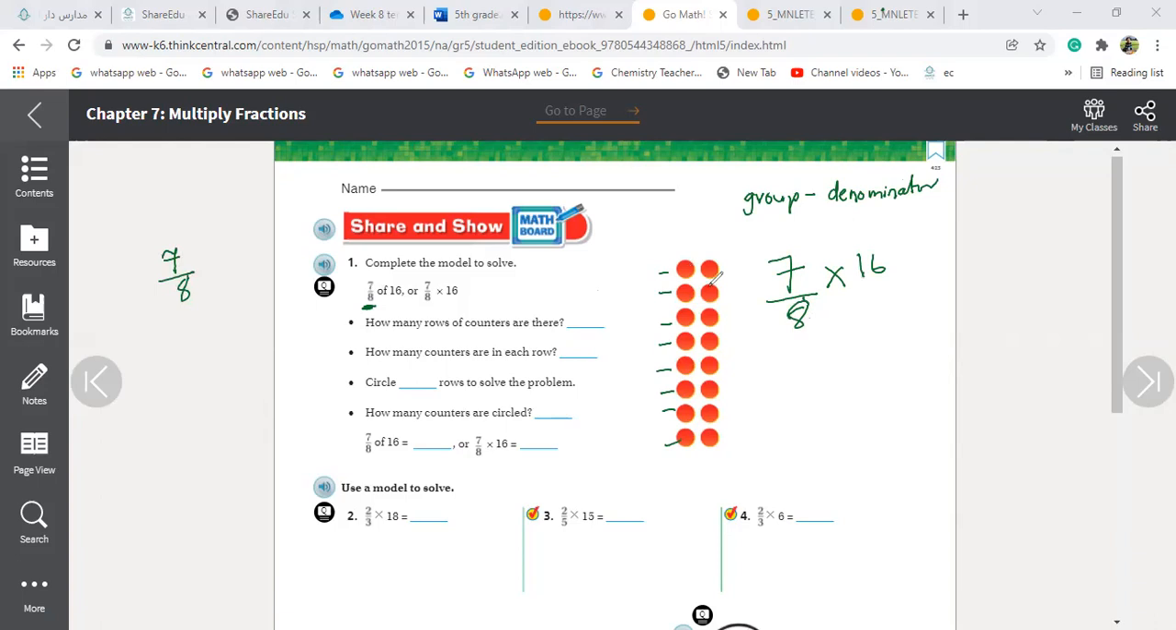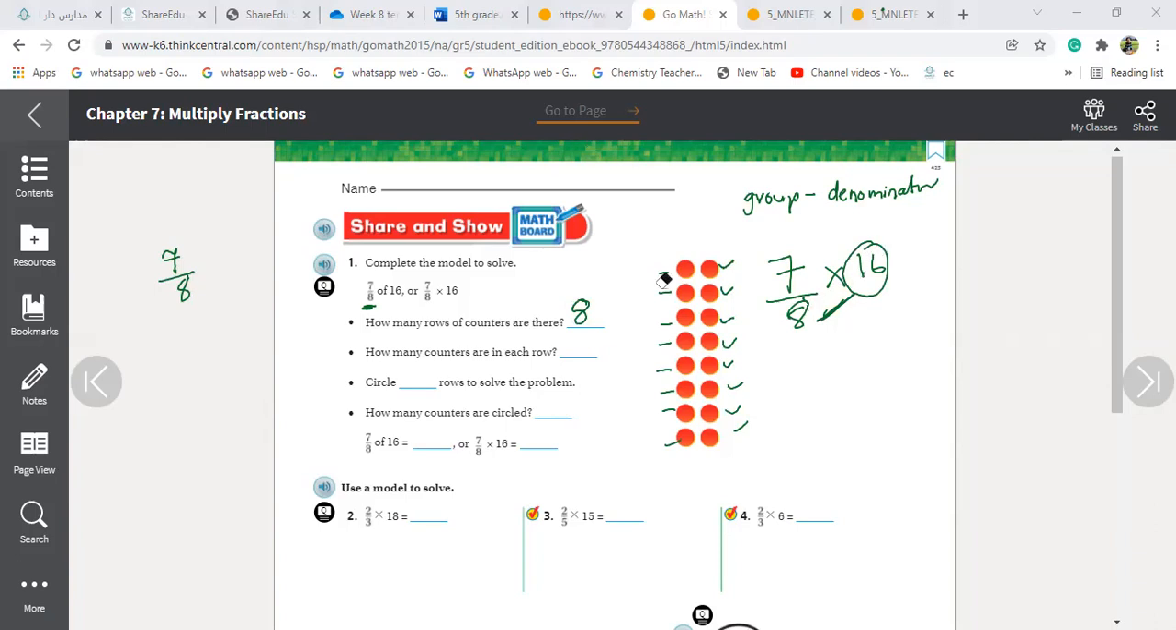So there are 1, 2, 3, 4, 5, 6, 7, 8. How many groups are there? How many rows are there? 8. And the 16 you will divide by 8. Or 8 times what gives you 16?